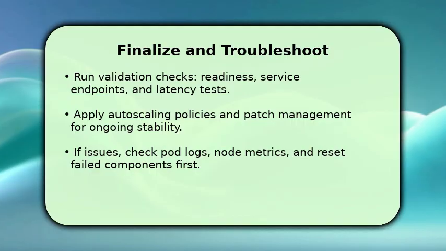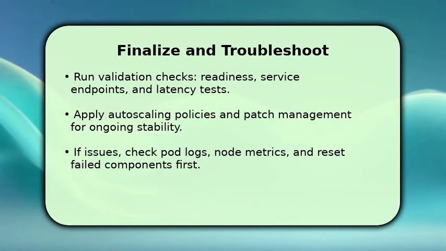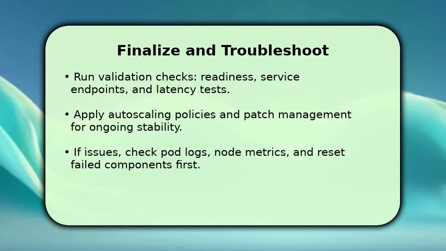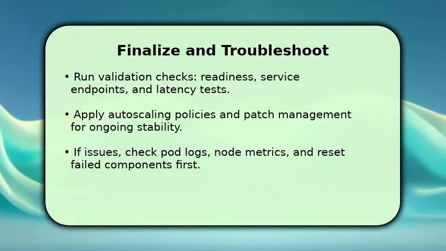If something fails, start troubleshooting by inspecting pod logs and node metrics, then restart or redeploy individual components as needed. One key tip: if connectivity or persistent volume errors occur, verify network security groups and storage claims first, because those are common root causes.